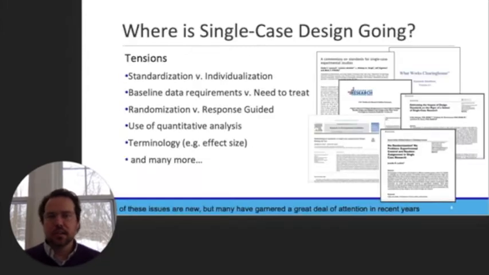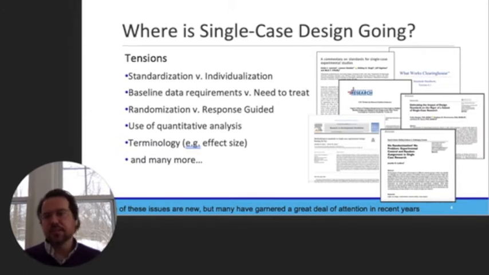To get us started, just a little bit of background on where this session comes from. So there are a lot of tensions when it comes to single case design, whether we're thinking about the tension between standardization and individualization, right? How do we maintain really high standards for single case design, making sure our designs are rigorous and allow for really good quality research, versus how do we tailor these designs to meet the unique needs of students with disabilities, which is just a hallmark of special education in general.